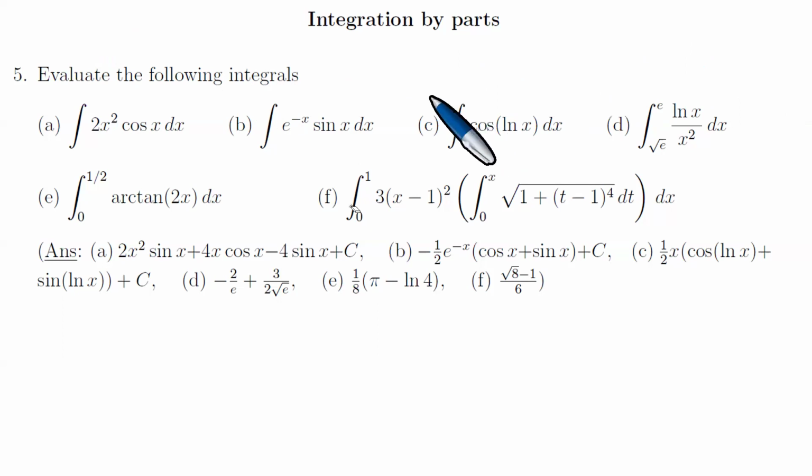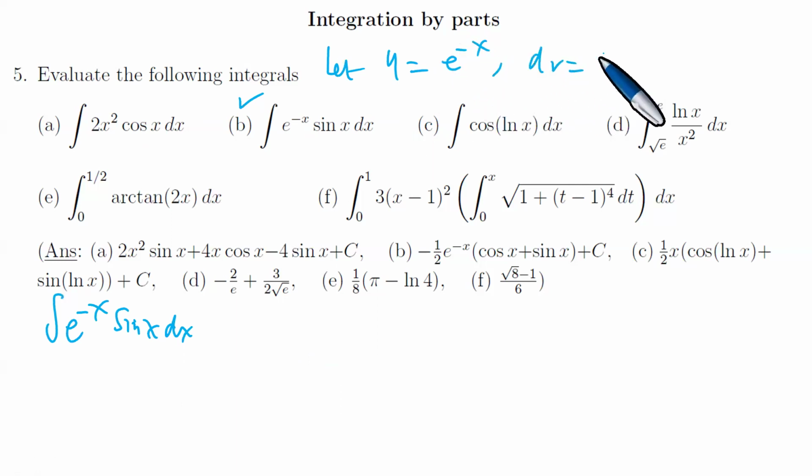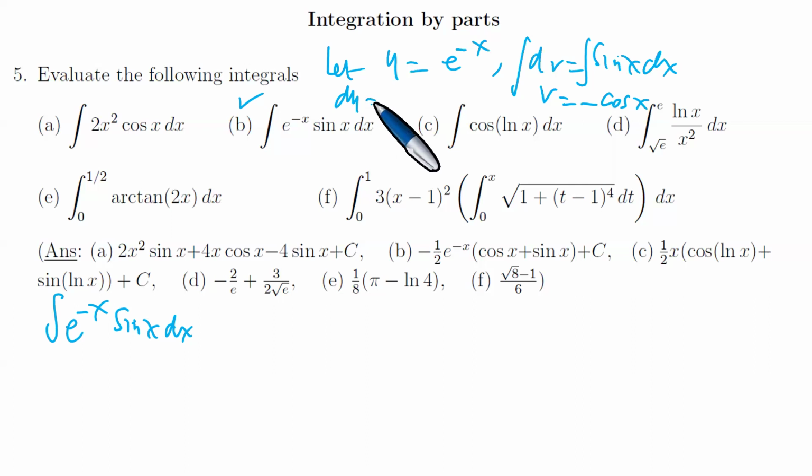So we're going to do the next one, B, and to do B we are focusing on the integral of e to the minus x sine x dx. For this integral, we need to choose what becomes u and what becomes dv. In principle, it doesn't really appear to matter here. So you can let u be, for example, e to the minus x, and dv be sine x dx. If you take the integral here, you get v equals minus cosine x.